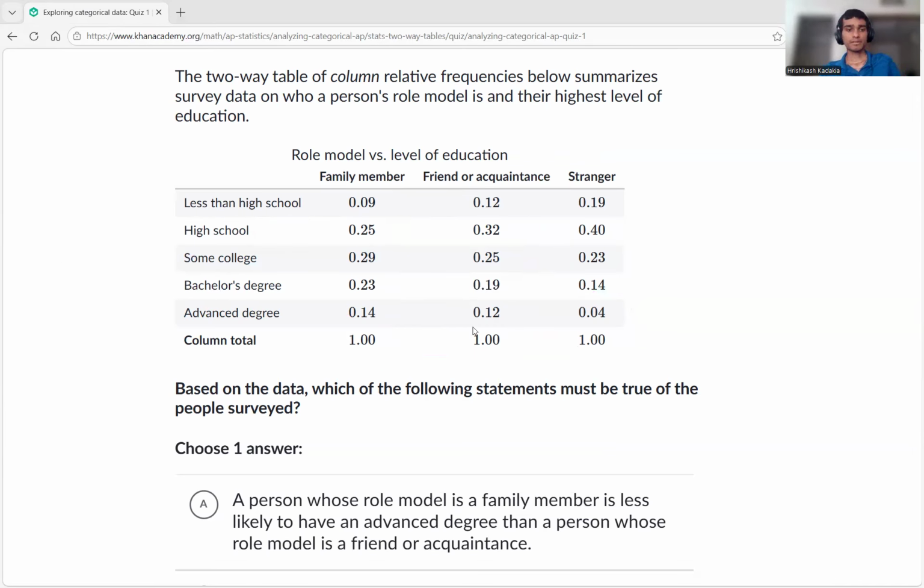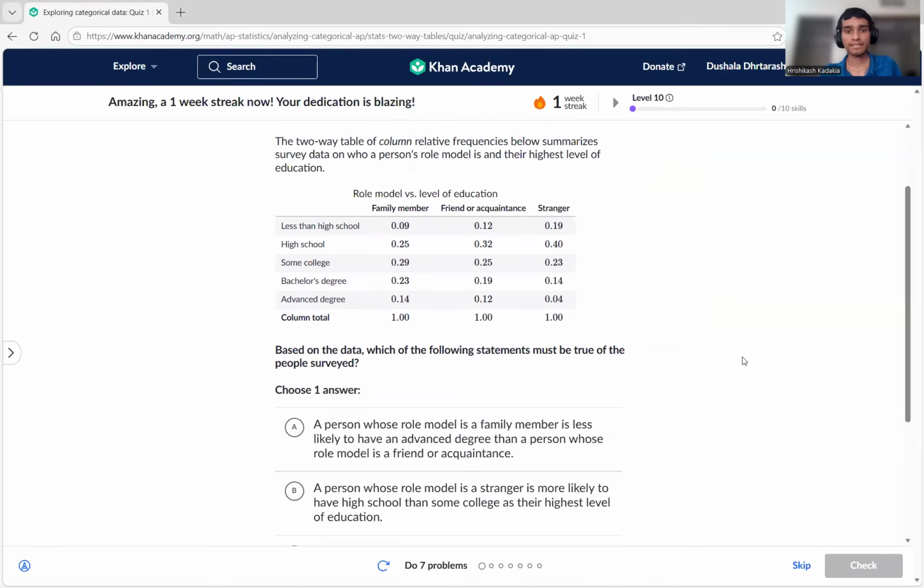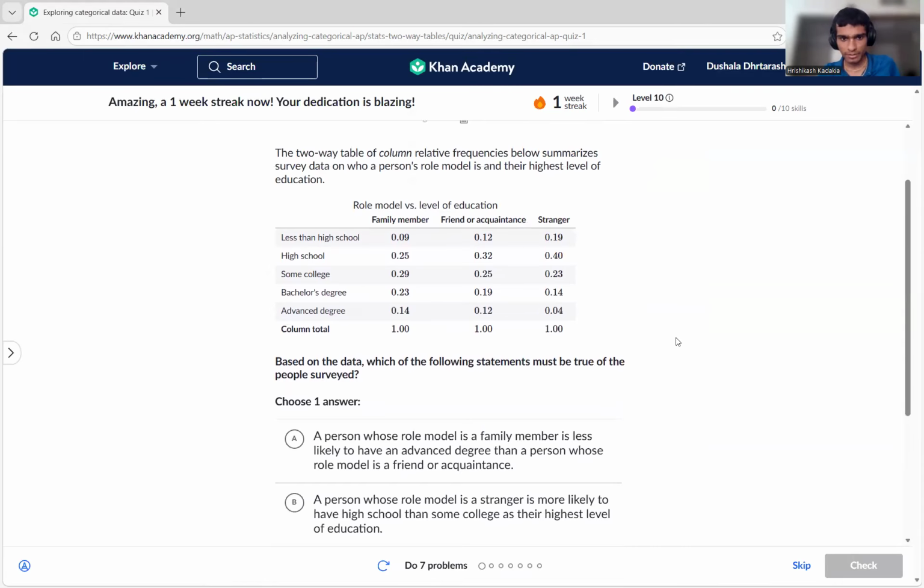Let's go to the options. Based on the data, which of the following statements must be true of the people surveyed? A person whose role model is a family member is least likely to have an advanced degree. Well, they're actually least likely to finish less than high school, not least likely to have an advanced degree, because 0.14 is more. But if we compare, a person whose role model is a friend or acquaintance is less likely. Okay, yeah, they're trying to compare between two.